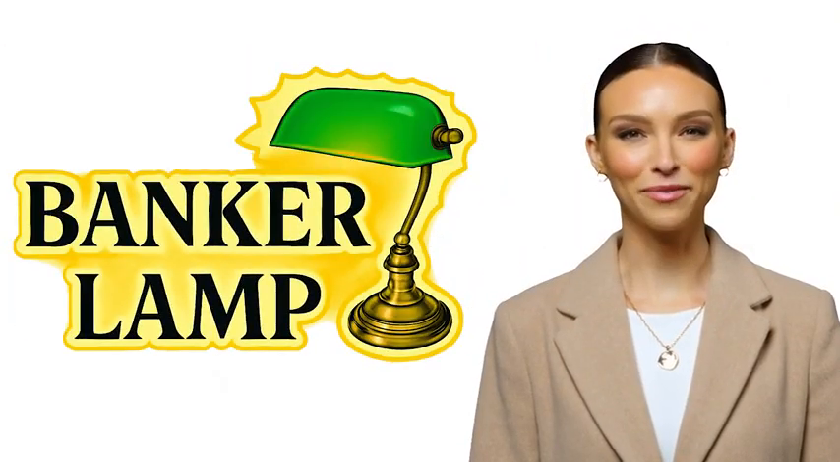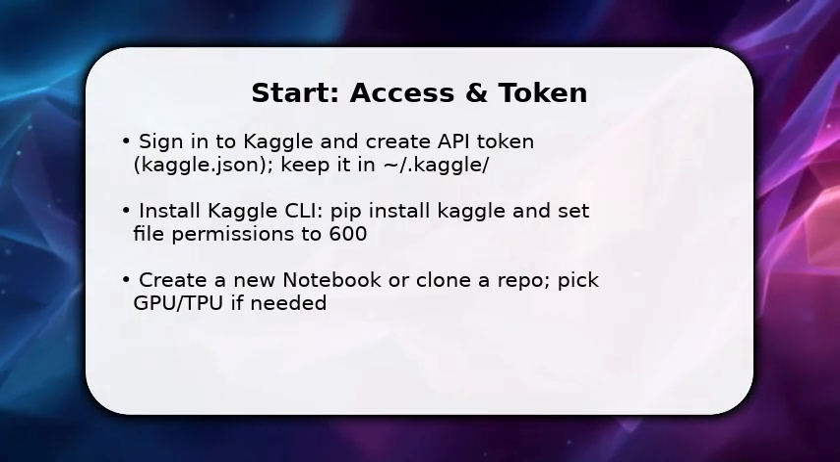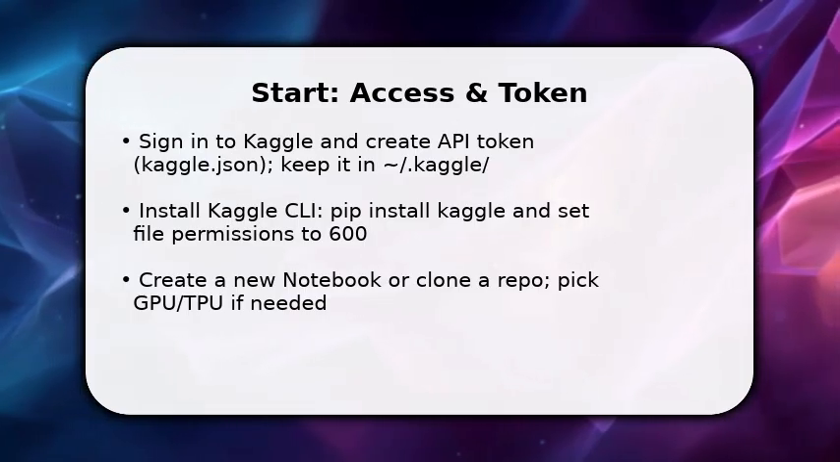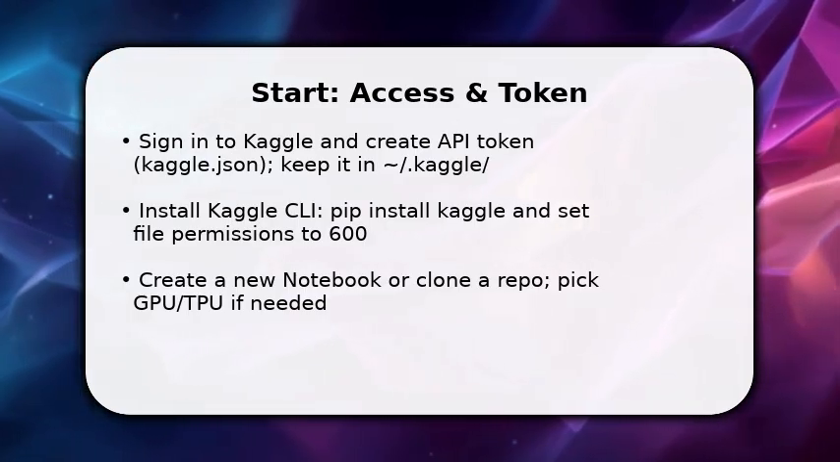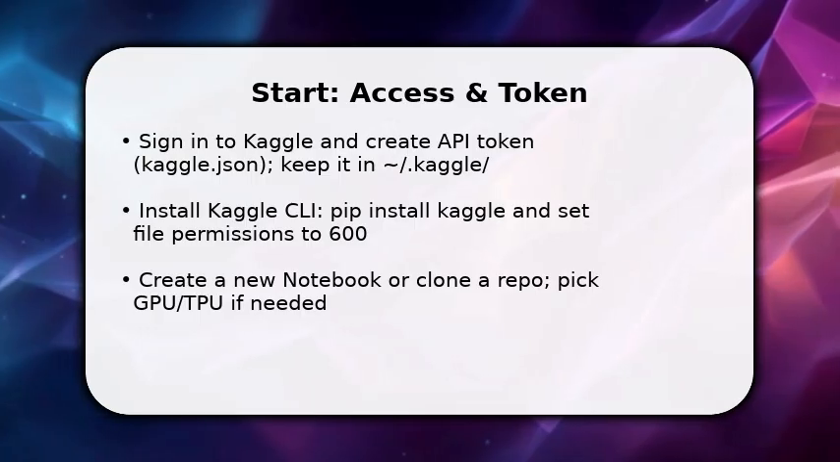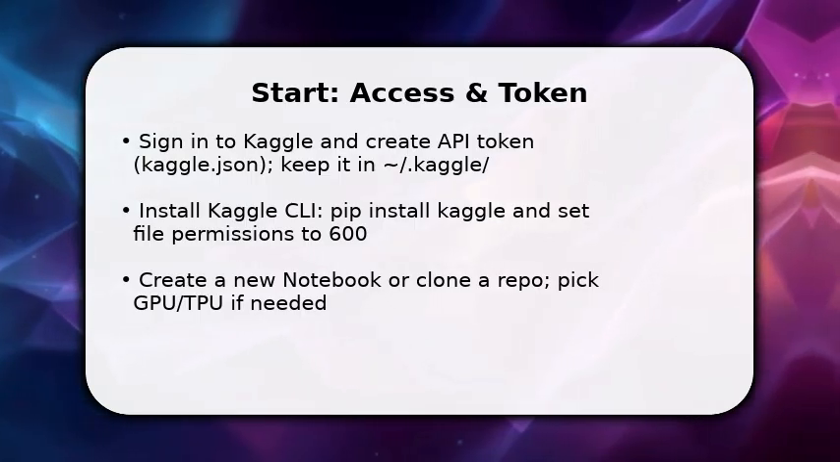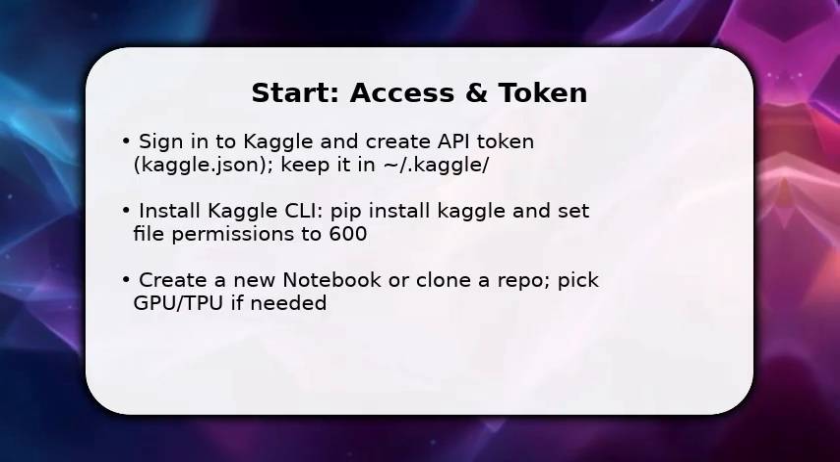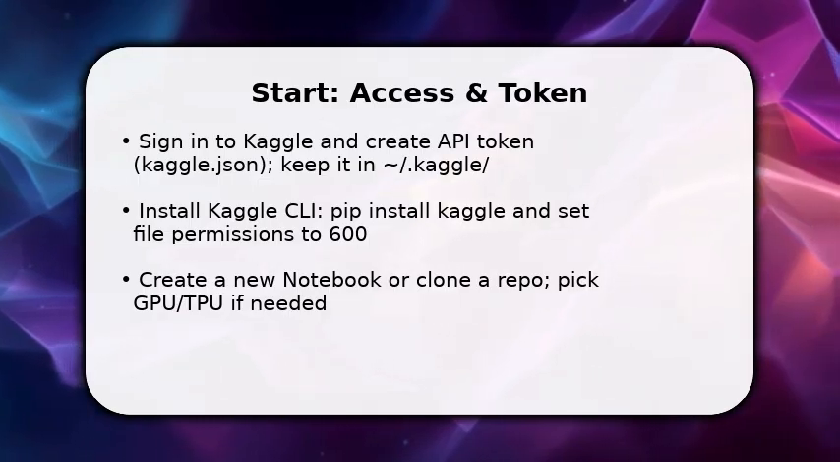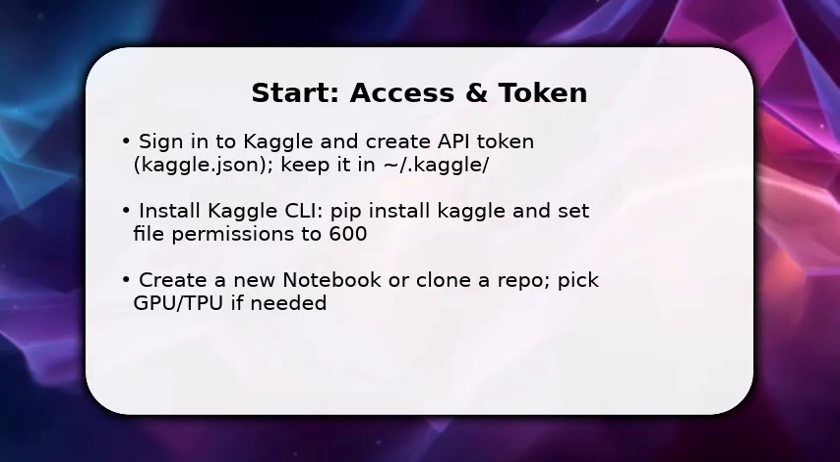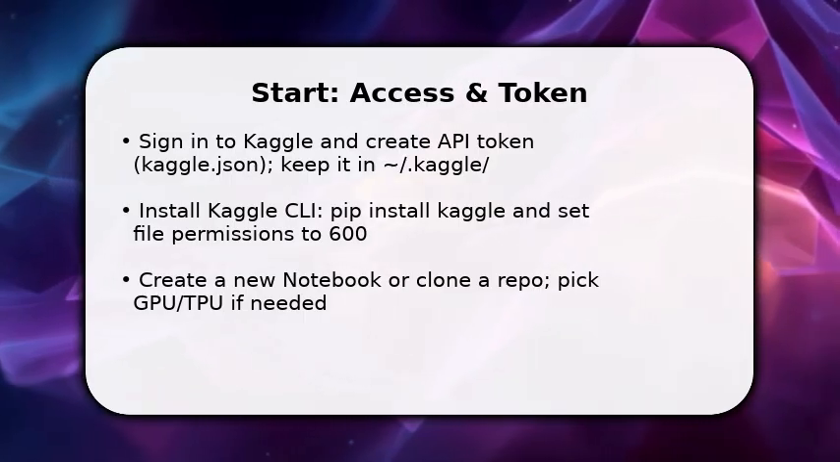Please enjoy the video. You'll begin by authenticating so you can fetch datasets and run code. Place your kaggle.json in ~/.kaggle/ and chmod 600 to secure it. This lets the CLI work. Once done, install the Kaggle package with pip and verify access with kaggle datasets list.